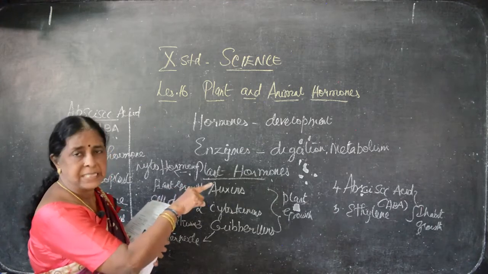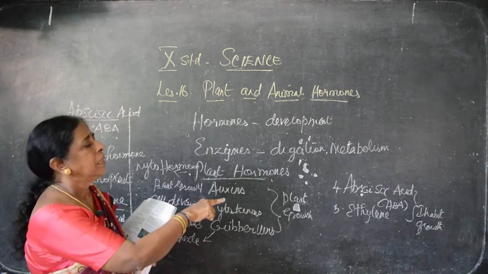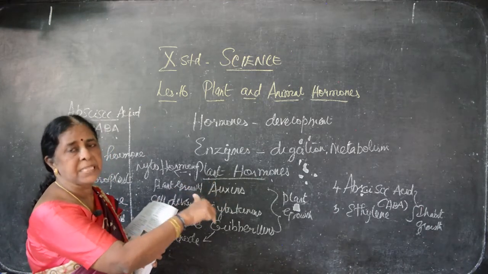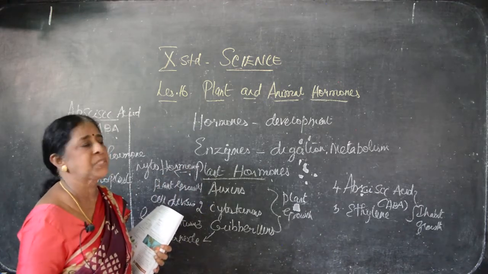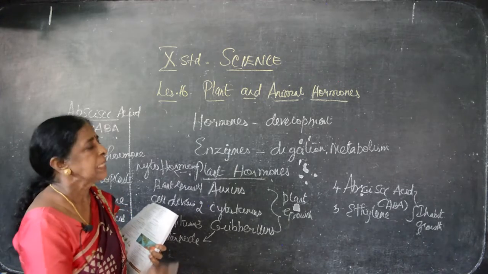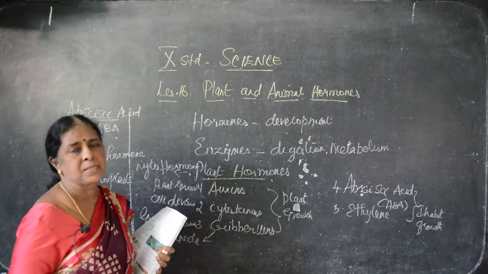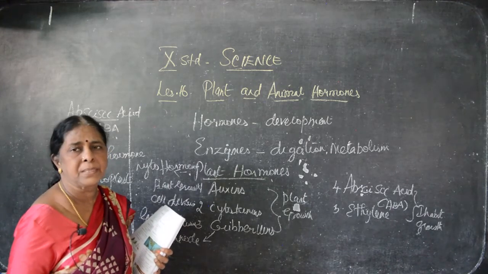In this, abscisic acid is known as stress hormone. It helps the plant to withstand all the climatic conditions. And ethylene is mainly for the maturation and ripening of the fruits. It is otherwise known as gaseous hormone. Clear? Any doubt in this?